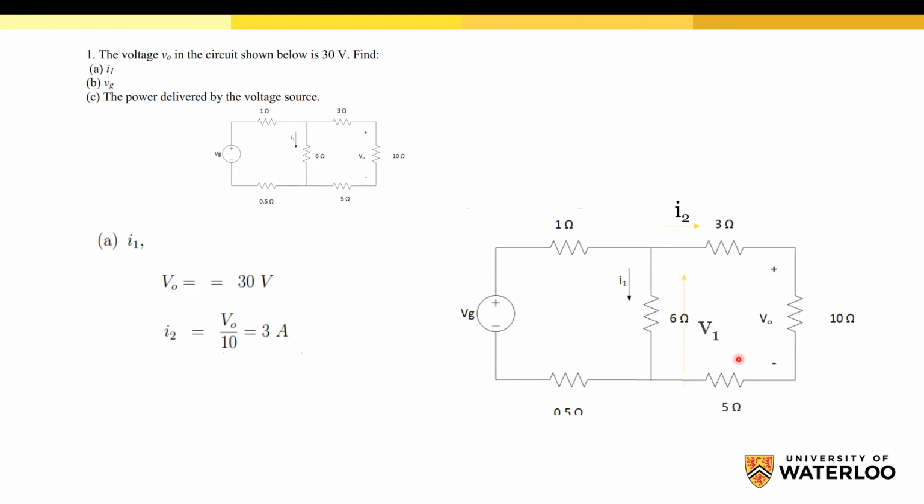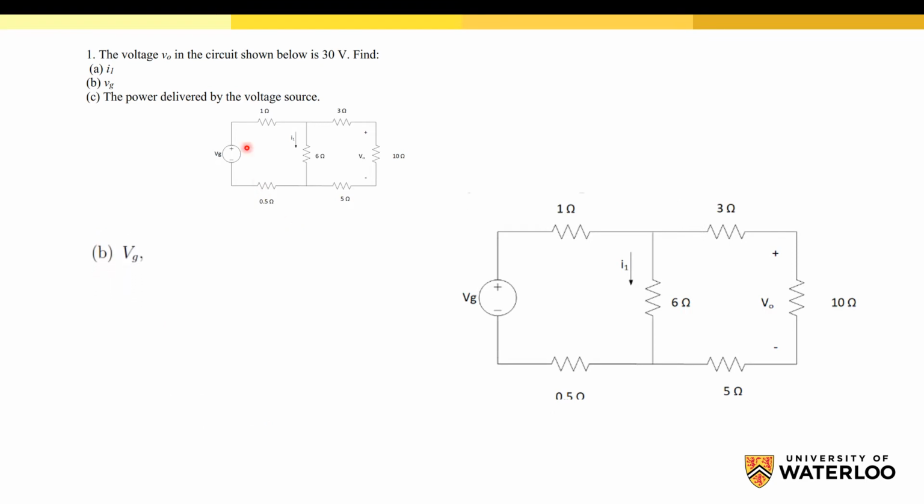And then we can use a KVL in this loop to calculate V1, or just add these 3 resistors in series, and using Ohm's law we can also calculate V1. After that, we can calculate I1 using Ohm's law, which is equal to V1 over 6. So this is for the first part.